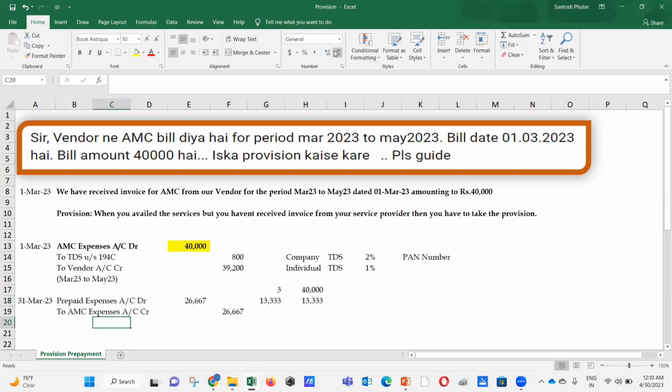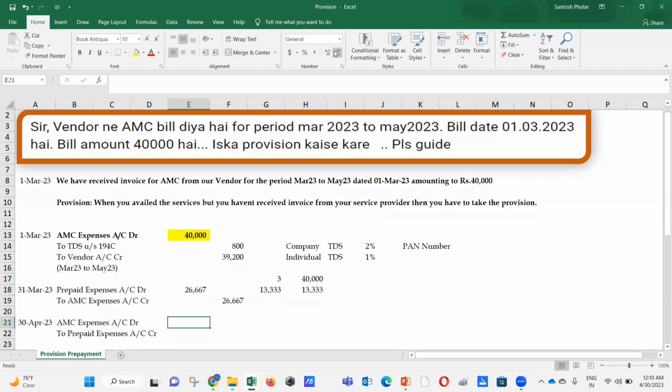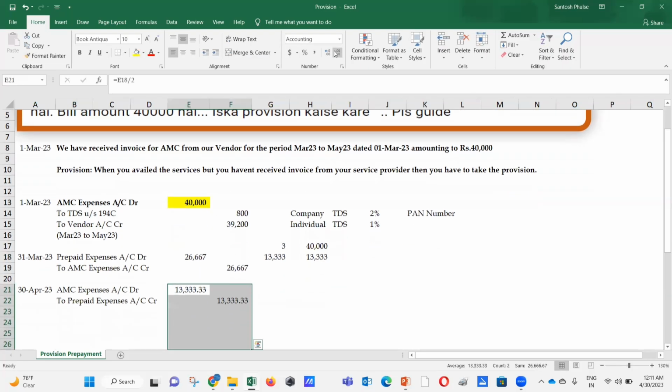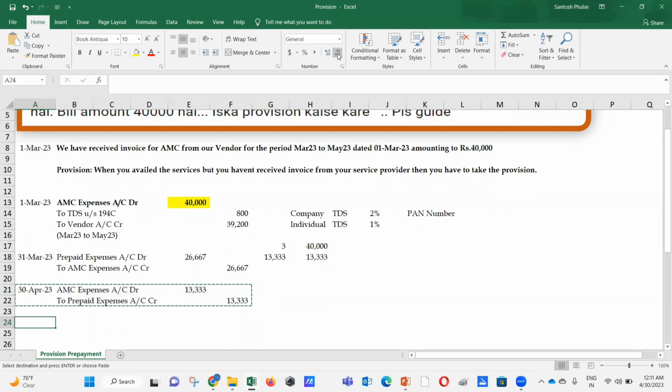And how is it going to be carried into the future period? So when you reach April, what do you have to do? Pass one more entry. AMC expenses account is going to be debited, to your prepaid expenses going to be credited. What's the amount? That amount is going to be 13,333. Then the same entry you have to pass for May as well.